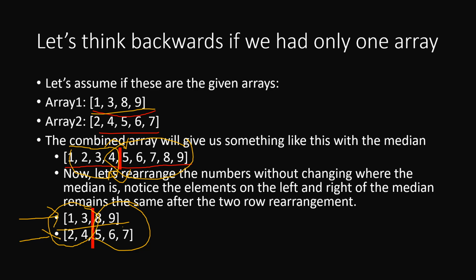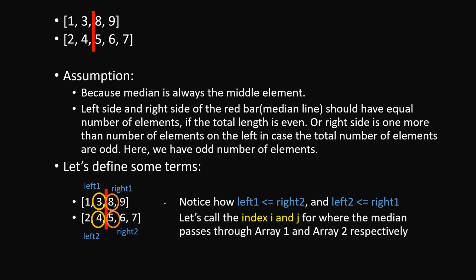Here it is, there's one additional element, but that's fine, it's because the total is odd. If it were even, there would be 4 elements here and another 4 here instead of 5. Because the median is always the middle element, the left side of the red bar, our median line, should have an equal number of elements if the total length is even, like I mentioned before, or the right side has 1 more than the number of elements on the left in case the total number of elements is odd. In this case, yes, it's odd, so we have 1 additional element.